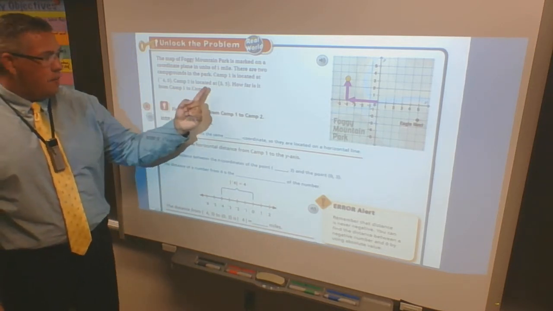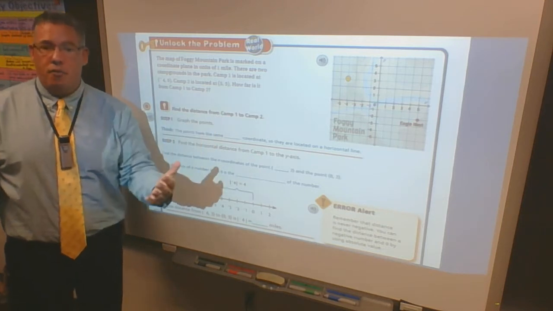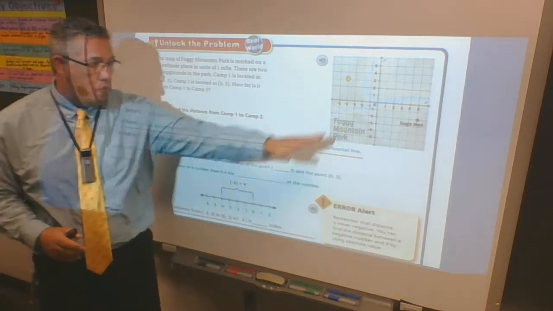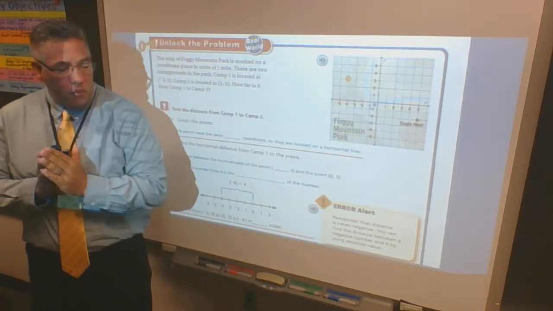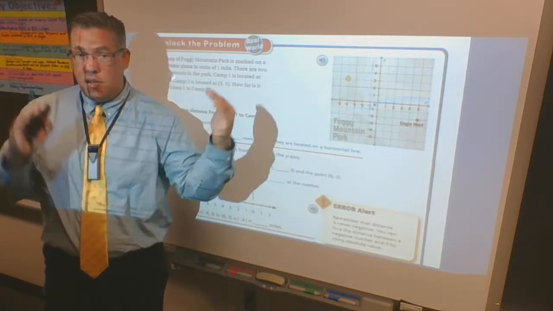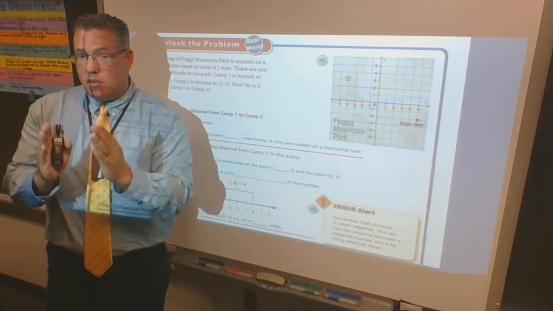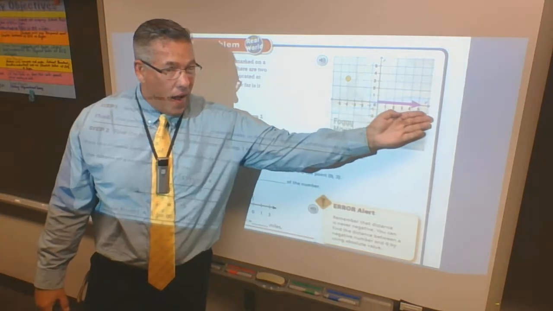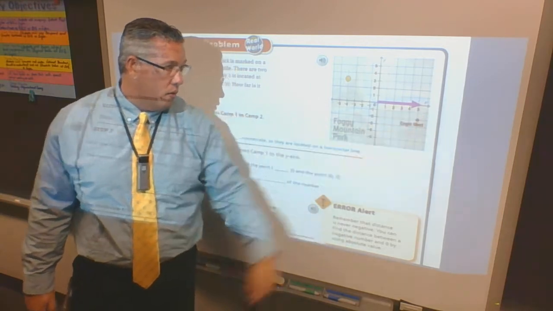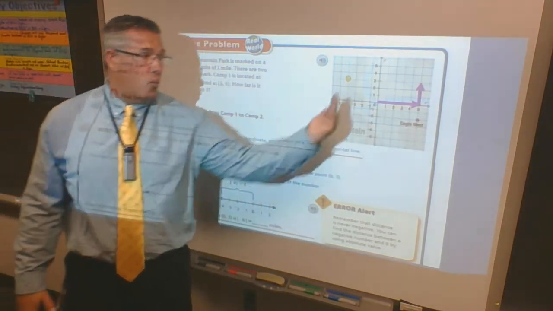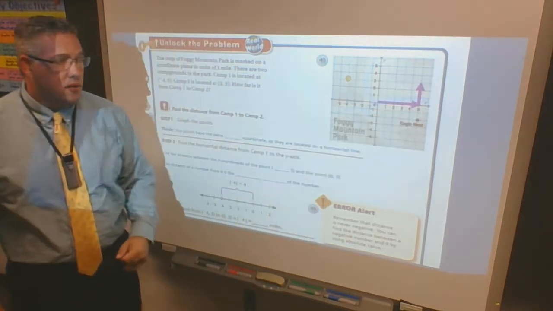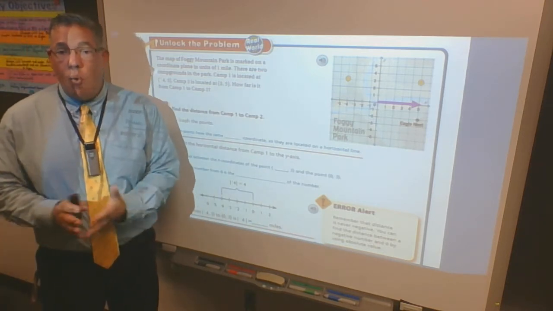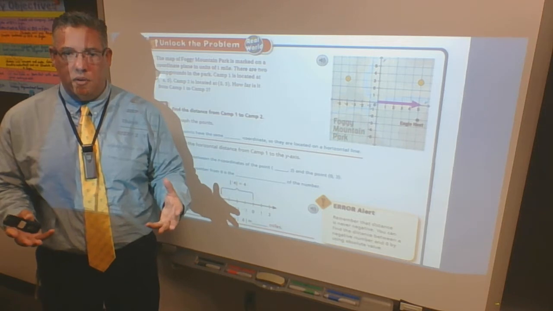My second camp tells me that I'm at 5, 3. So I go back to my point of origin. That's always my beginning. I'm always going to 0. And I'm going to run forward 5, because in my parentheses, that's what my first number, my x, tells me to do. So I go forward 5 on my x-axis, which is horizontal, and then I'm going to jump up 3 on my y-axis, and I put a point. Now the question becomes, well, what is the distance between the two?